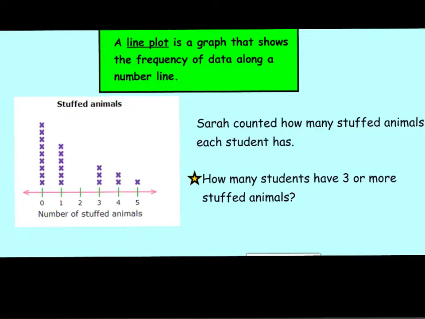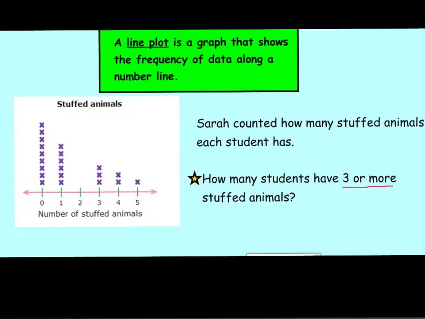Let's read the question. Sarah counted how many stuffed animals each student has. Our question is asking us how many students have 3 or more stuffed animals. So if we look here, this number, 0, this is how many students have 0 stuffed animals. This is how many students have 1 stuffed animal, how many students have 3, 4, and 5 stuffed animals. So our question is asking us how many students have 3 or more stuffed animals.